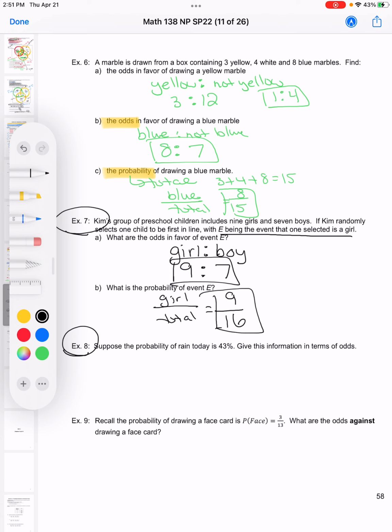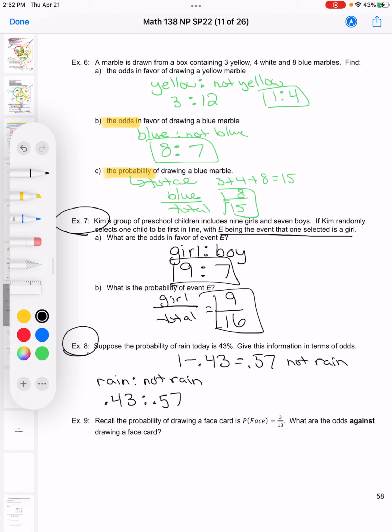8 is kind of going back to what we did on the first example of the odds. The rain today, the probability of rain is 43%. Give that in terms of odds. I know we talked about that with the not stuff before. So we have 1 minus 0.43. That means there's a 0.57 chance of not rain. So remember, odds is not going to use the total. So rain was 0.43 to 0.57.